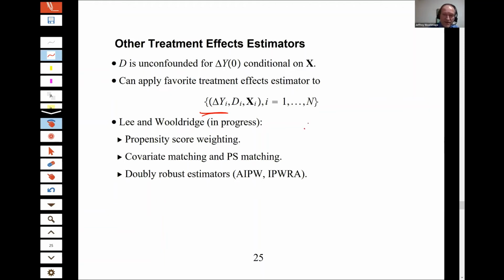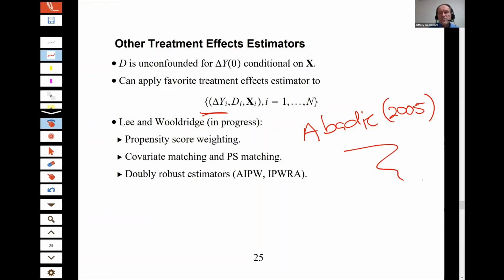And I should have given Alberto Abadie credit for this. He suggested propensity score weighting in a paper in the Review of Economics and Statistics many years ago. But in current work with my student, where we're extending this to the multiple period case, we make the following very simple point. This student's name is Sujiang Li. She's a third-year student currently at MSU. The point is you can apply anything that you want.